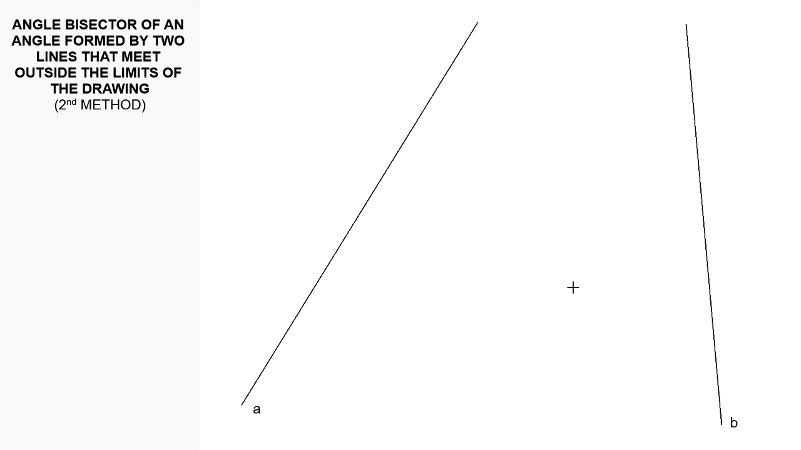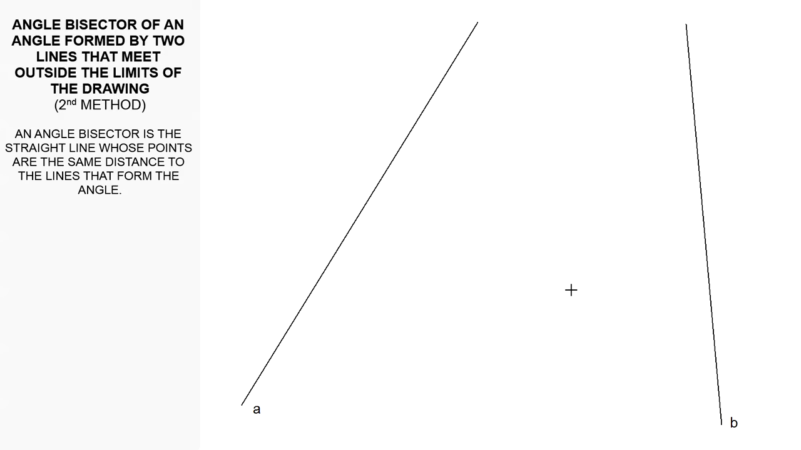Finding the angle bisector consists of finding the straight line where each point is the same distance to the straight lines that form the angle. We are solving this exercise using a method that may seem to have little relation to finding points the same distance to the straight lines, but, once done, it makes sense.